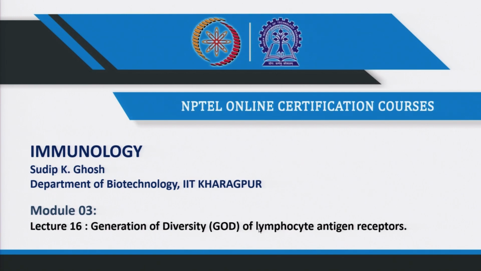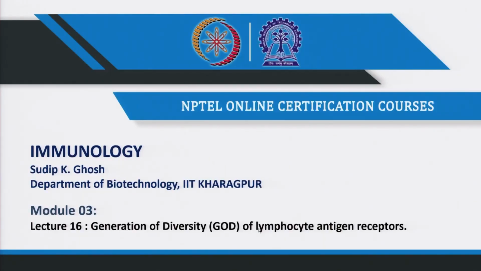So, we are still continuing the same generation of diversity. In the last lecture, we discussed three points on how diversity happens. First is the variable number of VDJ regions, then the combination of different light chain and heavy chain, and third, one of the very interesting and very important reasons for diversity, is N and P nucleotide addition. It is also called junctional diversity of antibody or T cell receptor.